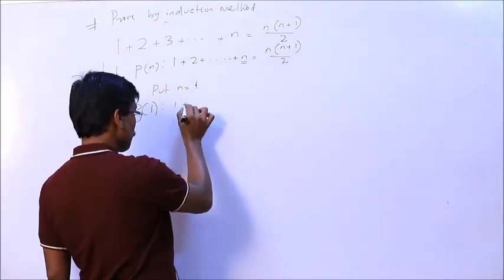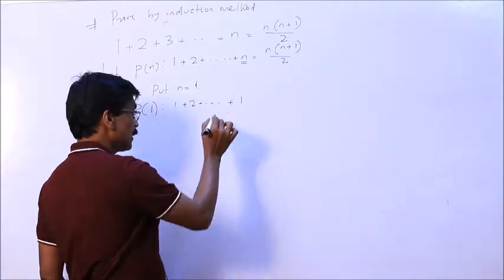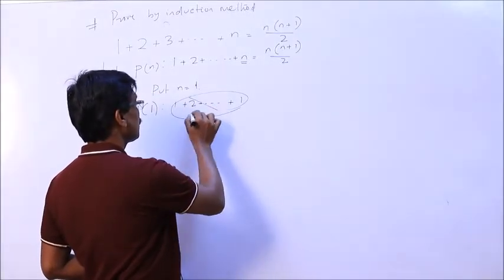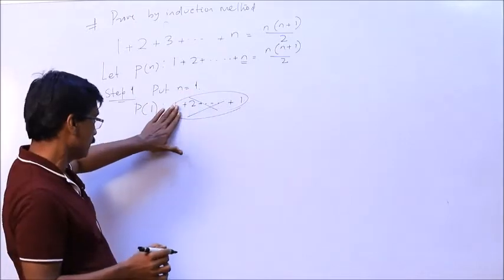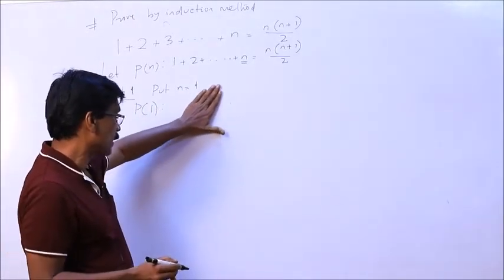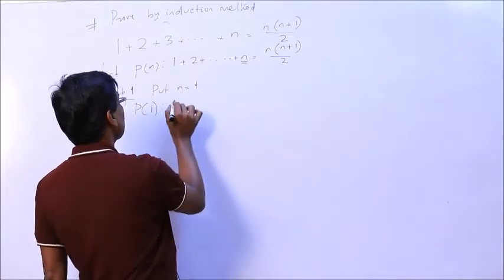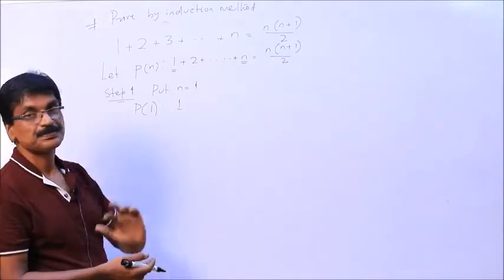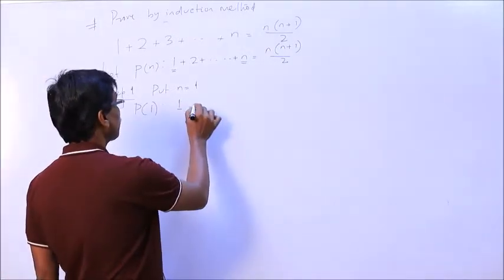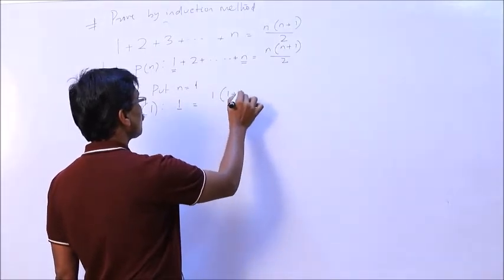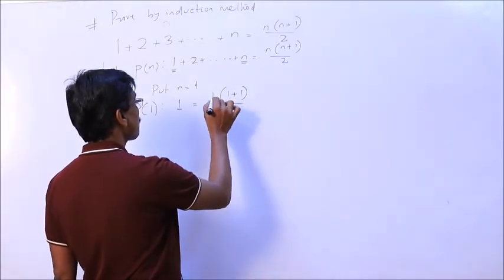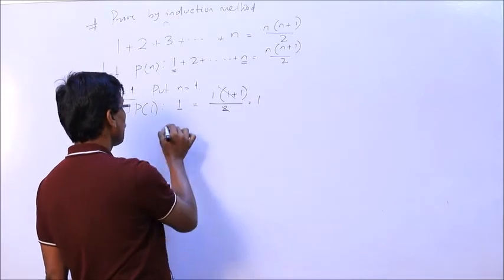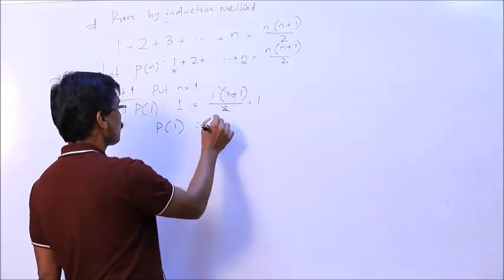That does not mean 1 plus 2 plus up to 1, because it is increasing and this is wrong. So, we cannot do like this. We put n is equal to 1 means here we put 1 in place of n and compare with the first term. If it is equal, then this is 1, and the right hand side, that is 1 into 1 plus 1 divided by 2, is equal to 1. So, P(1) is true.